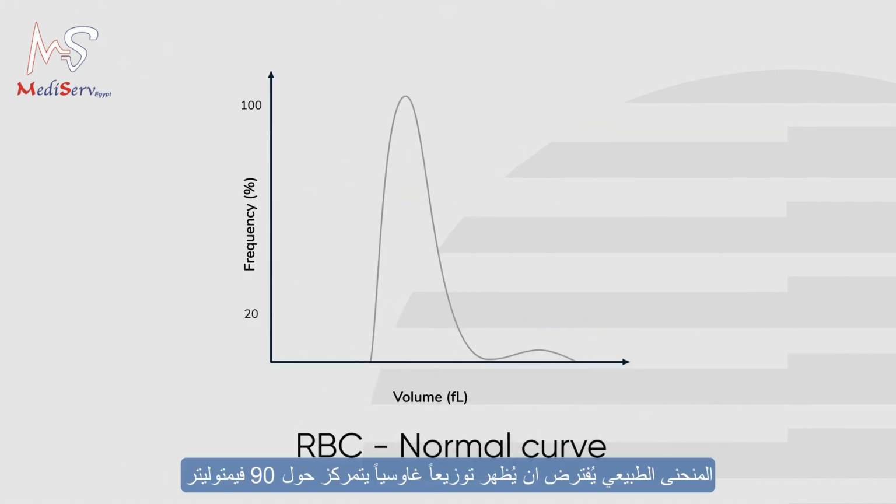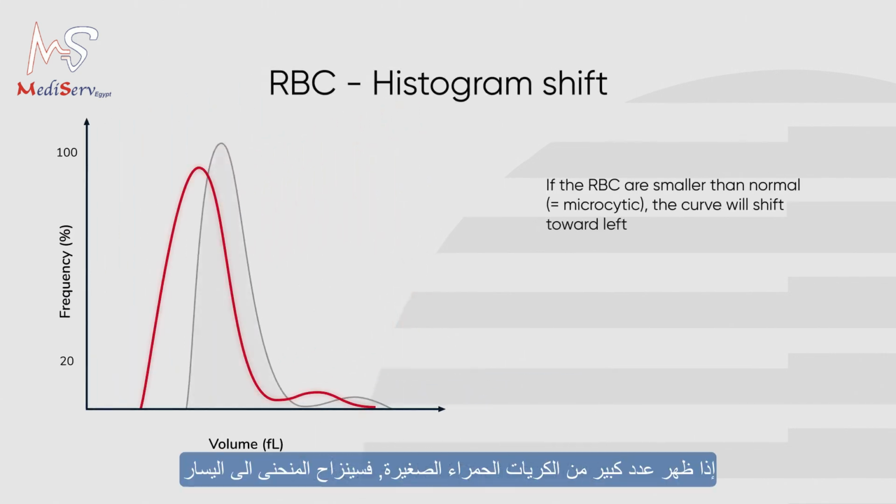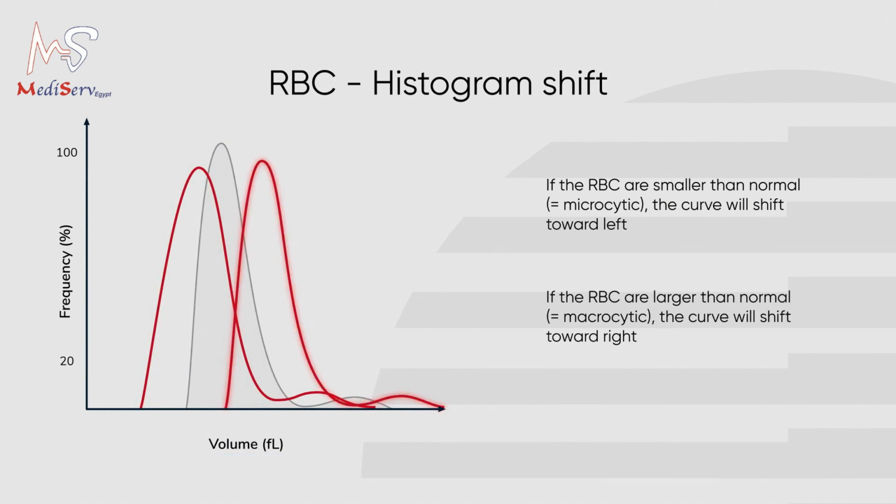The normal curve should show a Gaussian distribution around 90 femtoliters, where both discriminators touch the baseline. If there are many small red blood cells present, the curve will shift toward the left. If there are many big red blood cells present, the curve will shift toward the right.